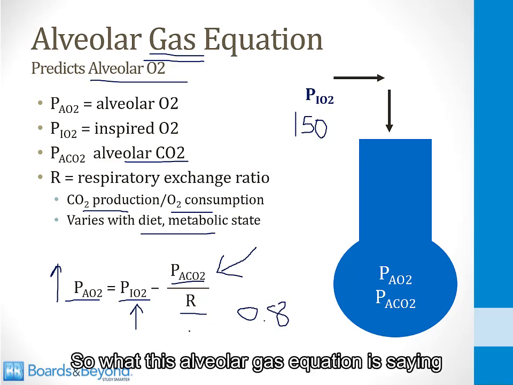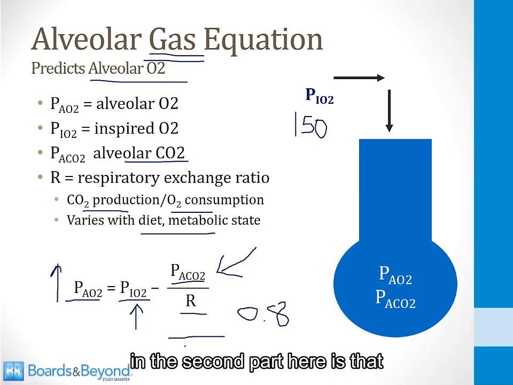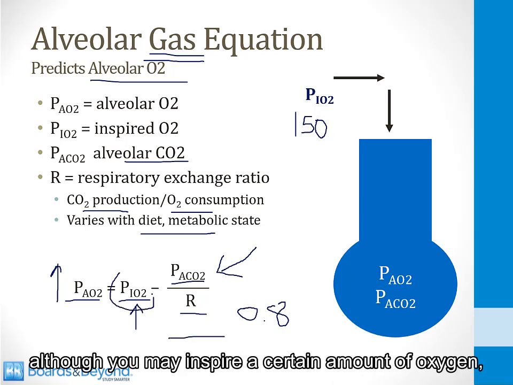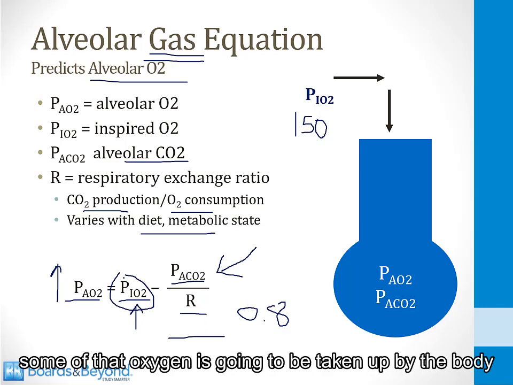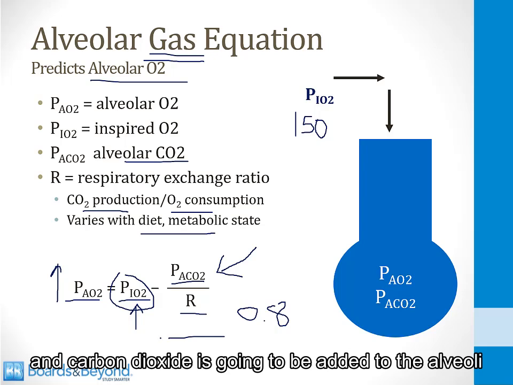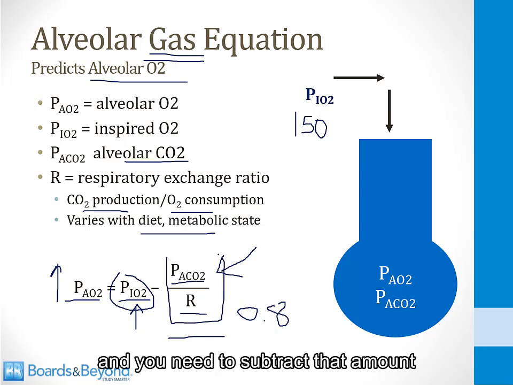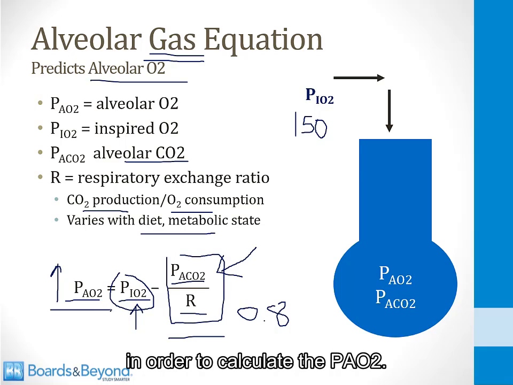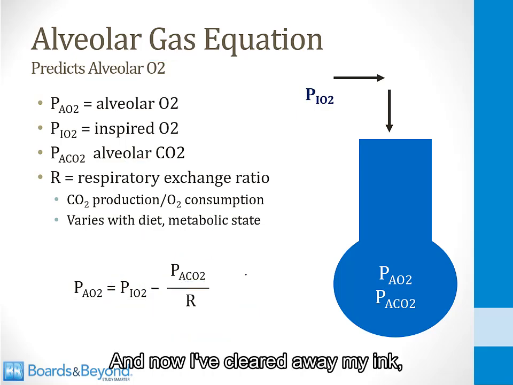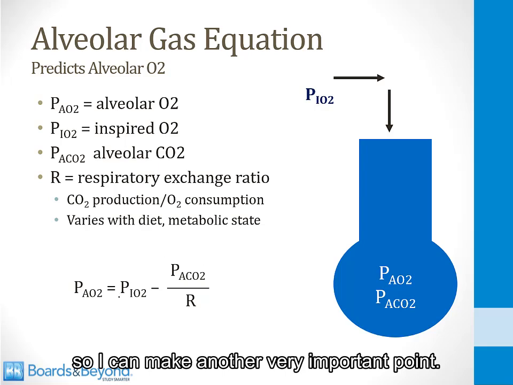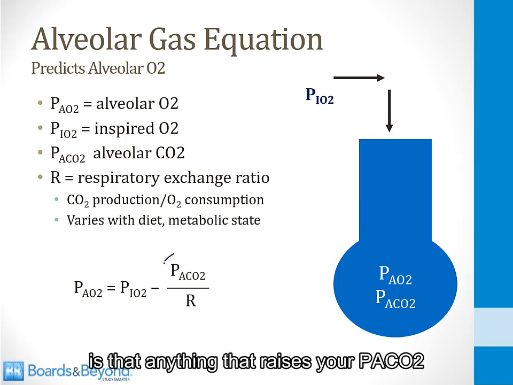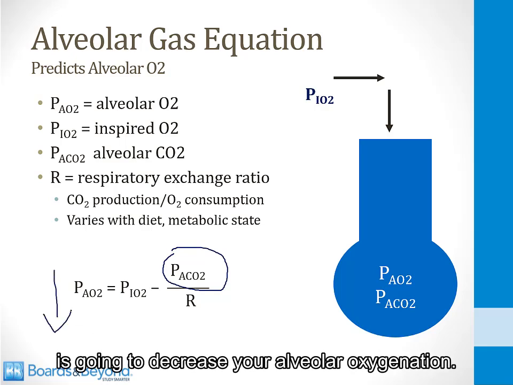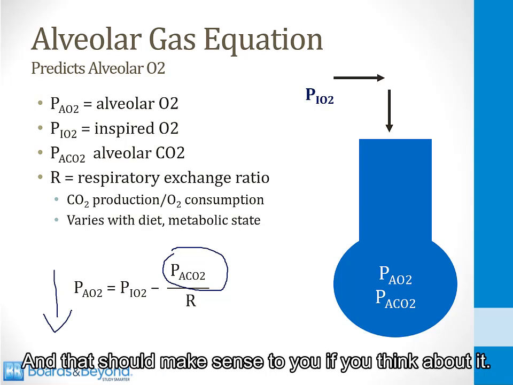So what this alveolar gas equation is saying in the second part here is that although you may inspire a certain amount of oxygen, some of that oxygen is going to be taken up by the body and carbon dioxide is going to be added to the alveoli, and you need to subtract that amount in order to calculate the PaO2. And now I've cleared away my ink so I can make another very important point. What this equation says is that anything that raises your PaCO2 is going to decrease your alveolar oxygenation, and that should make sense to you if you think about it.